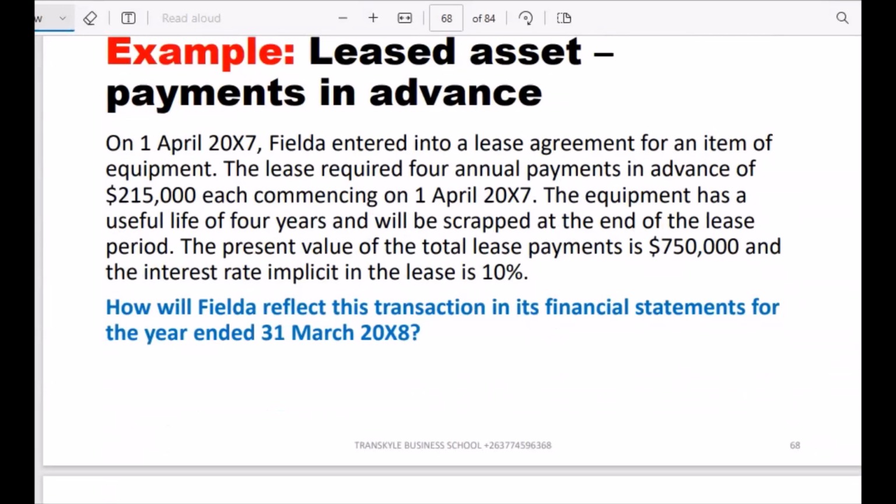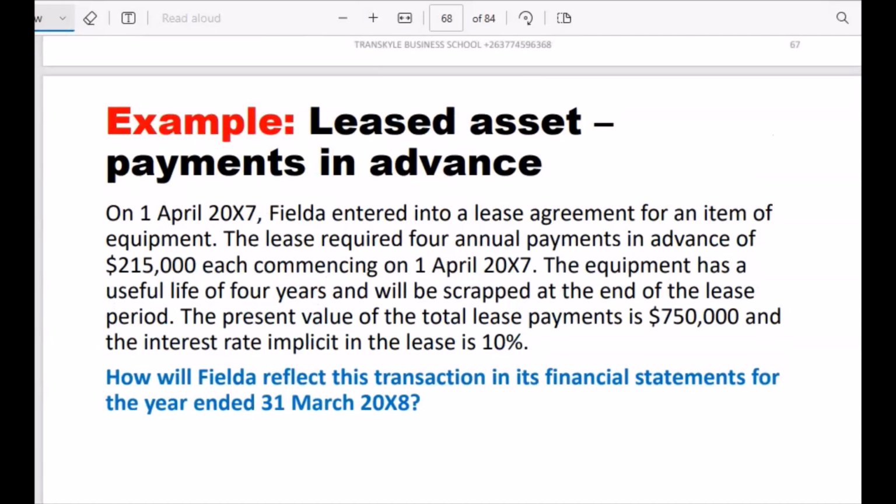Now, the items which separate boys from men are these ones, where we'll be looking at the amortization issues. Here, in this particular example, the payments are being made in advance. On 1 April 2027, Fielder entered into a lease agreement for an item of equipment. So the date was 1 April 2027.